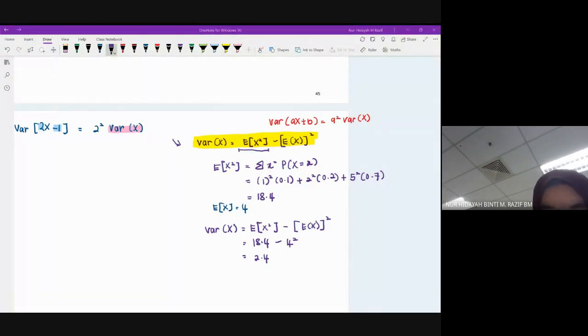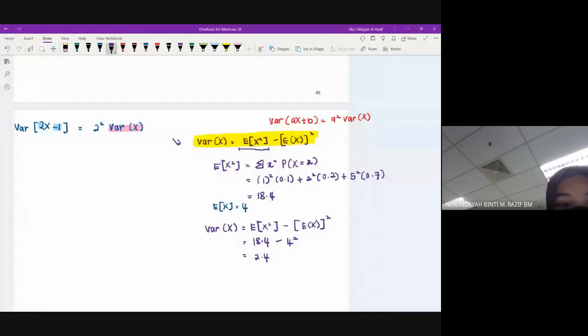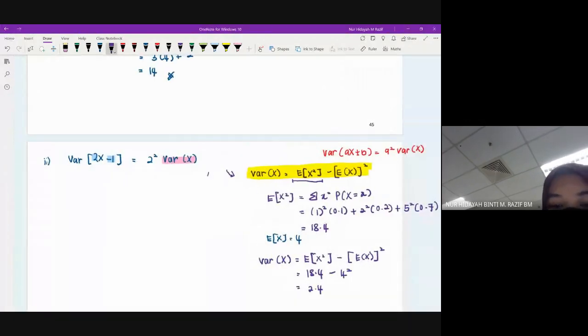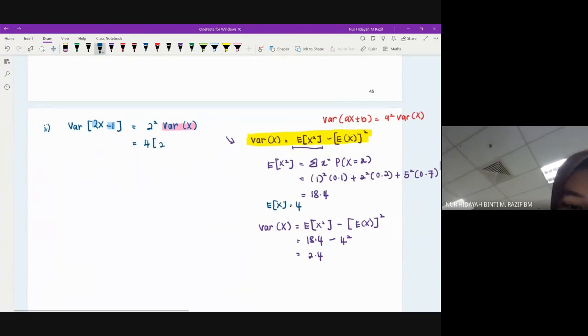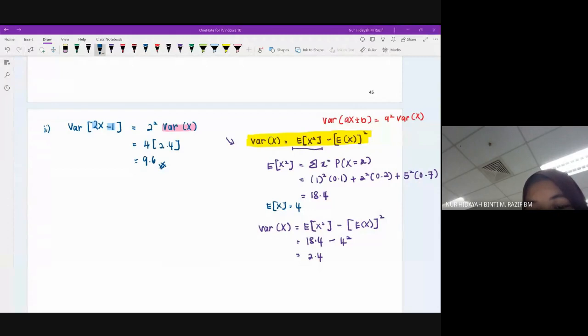Now boleh tak kita cari variance yang asal yang dia minta? This one, yes, kita boleh kira dengan cara gantikan sahaja. So 2 square is equal to 4 didarabkan dengan variance x iaitu 2.4. So what you get here is equal to 9.6. That will be the variance of 2x minus 1.